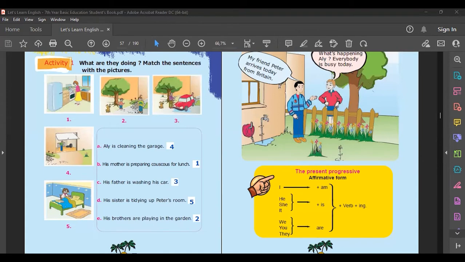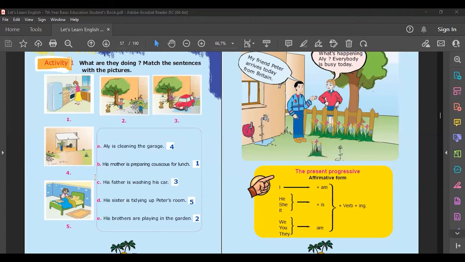What do we have? What's happening, Ali? Everybody is busy today. My friend Peter arrives today from Britain. So Ali's friend is Peter, as we saw. He arrives today from Britain. Everybody is busy today. Busy means occupied.